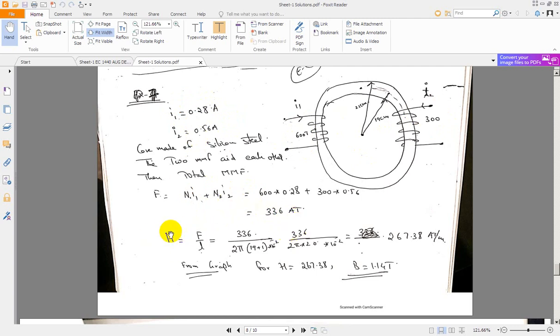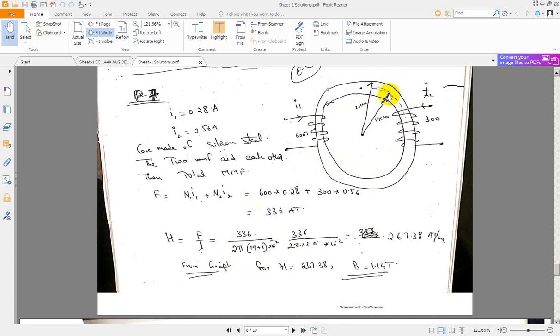If we calculate the magnetic field intensity, H is equal to F by L. The F value we have calculated and L value is 2 pi R. What is R? R is the radius from the mean. It means at the middle point, this is 19 and this is 21, so this thickness will be 2.